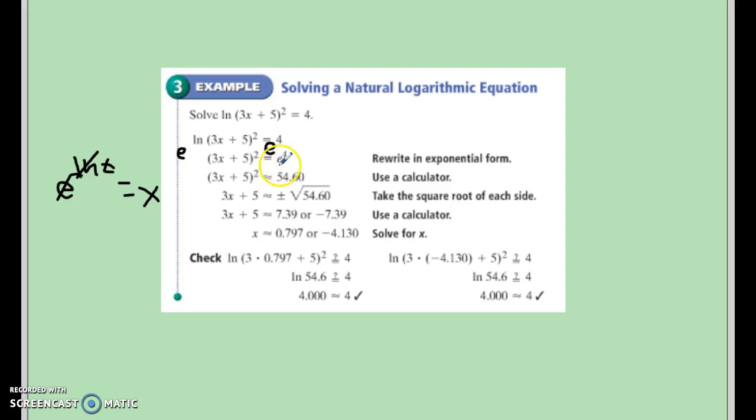Then I can use a calculator to find what e to the fourth is. Once I have that, I take the square root of both sides, and when I take the square root I have to have the positive and the negative. Then I can find this using a calculator and set up both of my equations and solve for x. So I subtract 5 and then divide by 3 in both of these equations. And then I can double check that both of my possibilities work. And they do, so we know we're right.